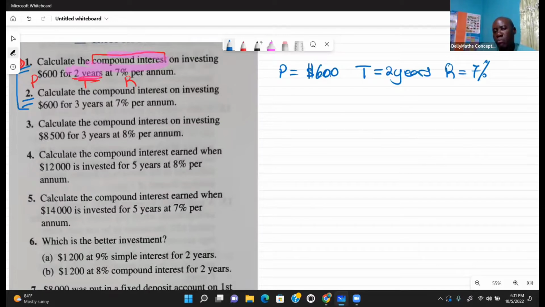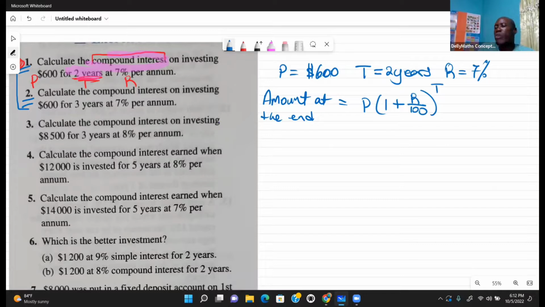Now, let us put the formula. The formula says the amount accrued, or you could say amount at the end. Just want to be plain. So the amount at the end is actually equal to your principal, open bracket, 1 plus R over 100, and you raise that to T. T refers to time. $600 right there. Open bracket, there is a 1 plus rate, which is 7 over 100, and you're going to raise that to the time, which was 2 years.